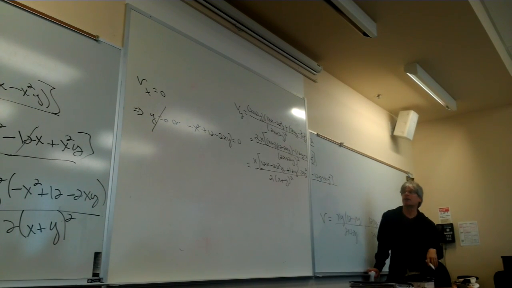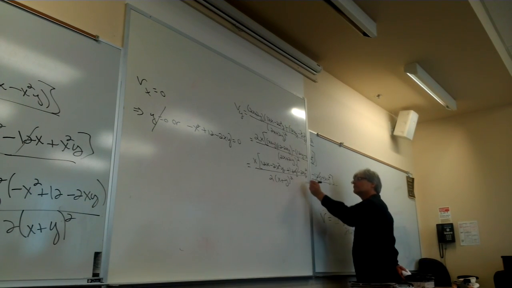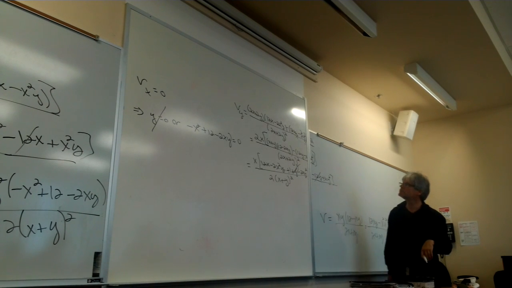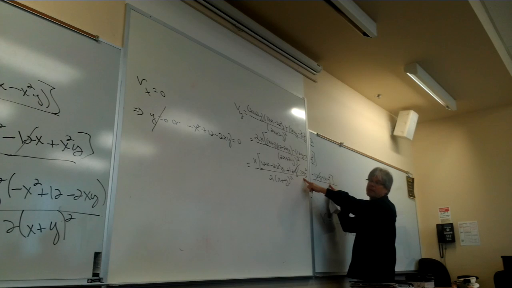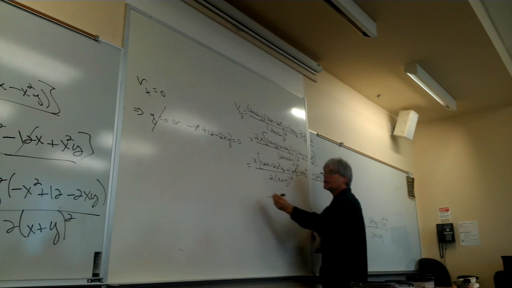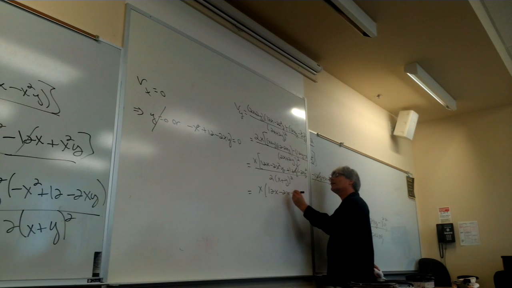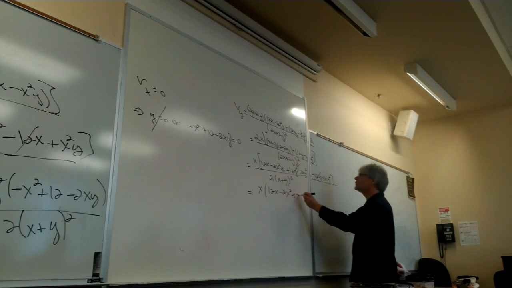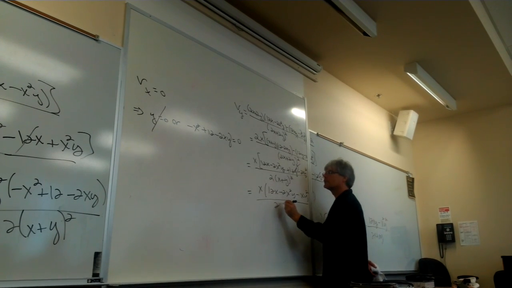You guys, I'm nervous. I mean, this really does look like a mess. It's time for me to panic. Shoot, the 12y's cancel. I've got a couple of xy squared terms. They don't cancel, but I can combine them. And I think that leaves you with 12x minus 2x squared y minus a single xy squared, I hope, all over this.